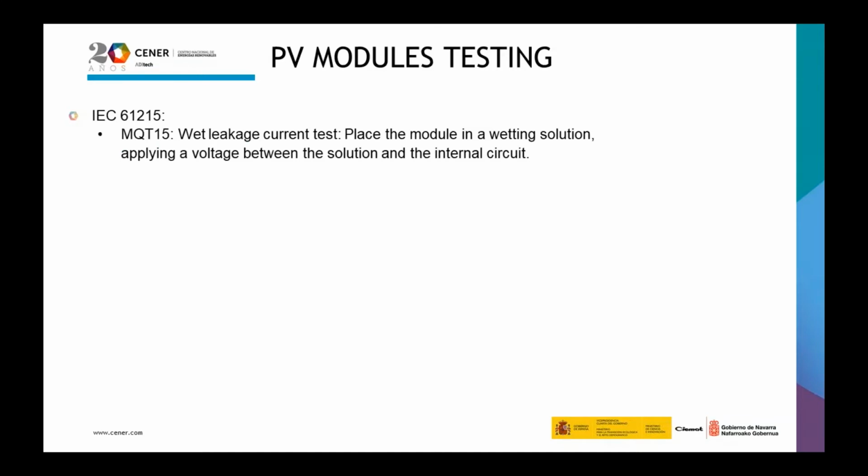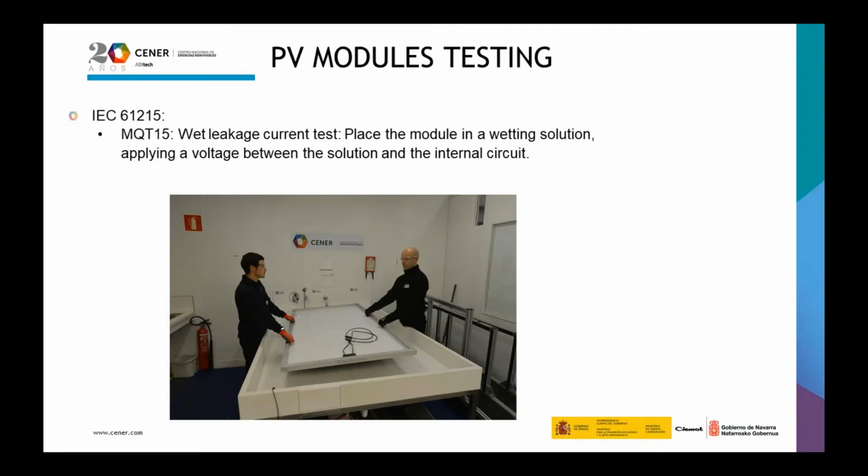Here we have the wet leakage current test. Here the module is placed inside a bath, as you can see in the picture. And the objective is to evaluate the insulation of the module under wet operating conditions and verify that moisture from rain, fog, dew, or molten snow does not enter into the active parts of the module circuitry, where it might cause corrosion, a ground fault, or a safety hazard.